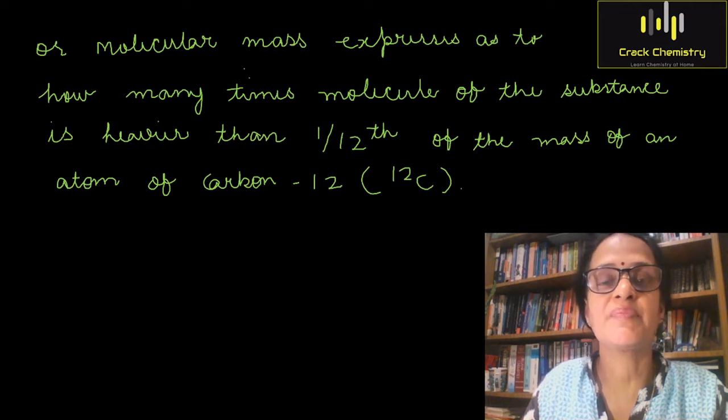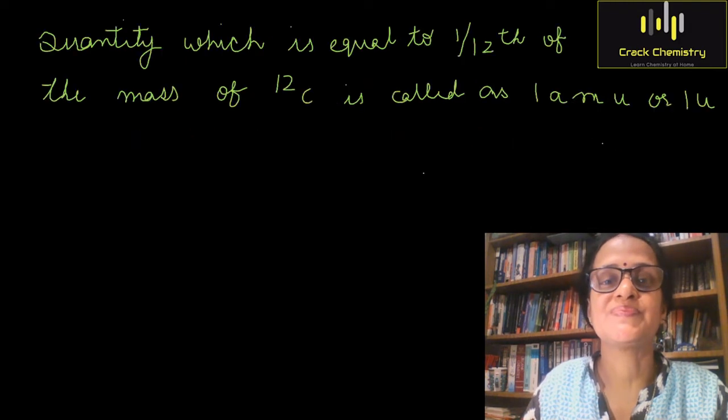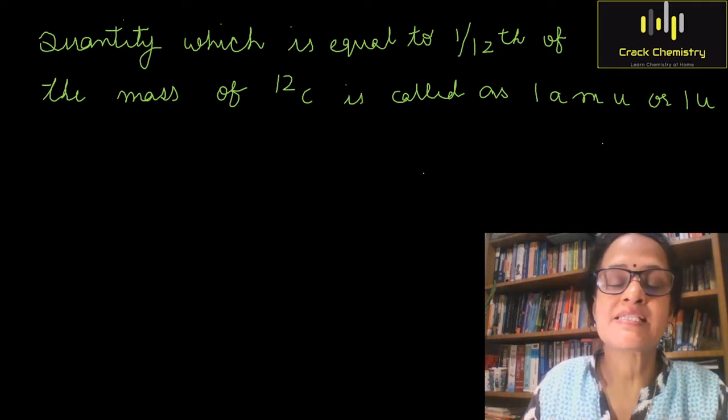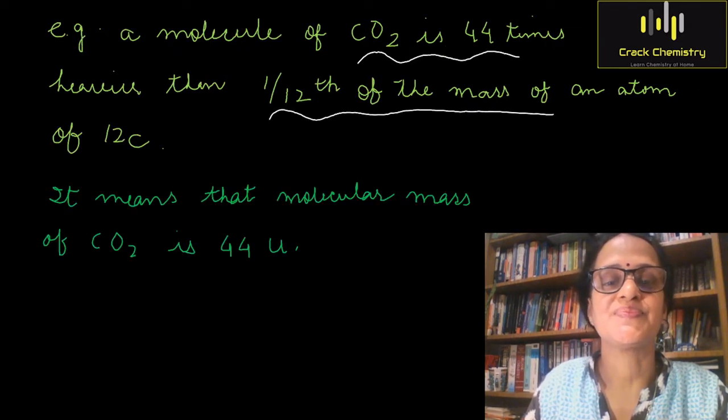And we have learned in our previous videos that the quantity which is equal to 1/12 of mass of an atom of carbon-12 is called as 1U or 1 AMU. Now I will try to make the concept of molecular mass more clear with the help of an example. For example, a molecule of CO2 was found to be 44 times heavier than 1/12 of the mass of an atom of carbon-12. It means the molecular mass of CO2 is 44U. I hope it is clear to you.